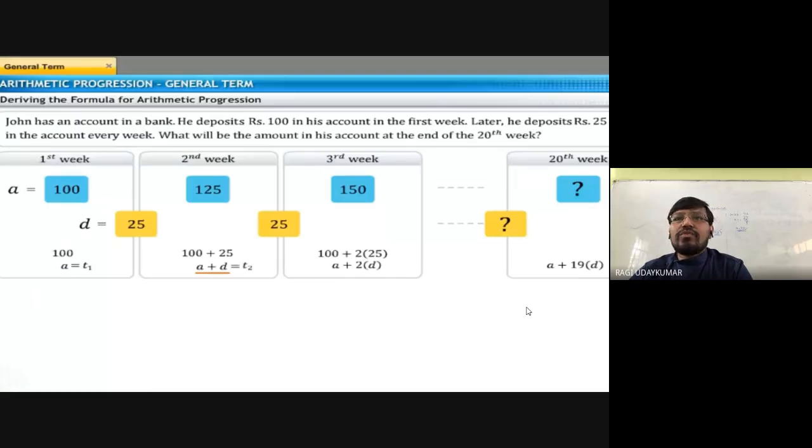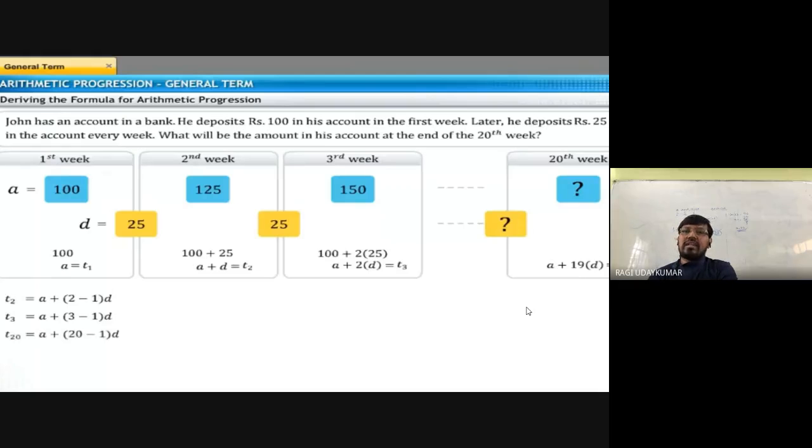Like that, the nth term. It is denoted by either A1, A2, A3, A20 or T1 can also be used. In some books it will be given like that. In your textbook it is given as A1, but here it is given as T1. Term 1, term 2, term 3, either A1, A2, A3, like that it will be represented.